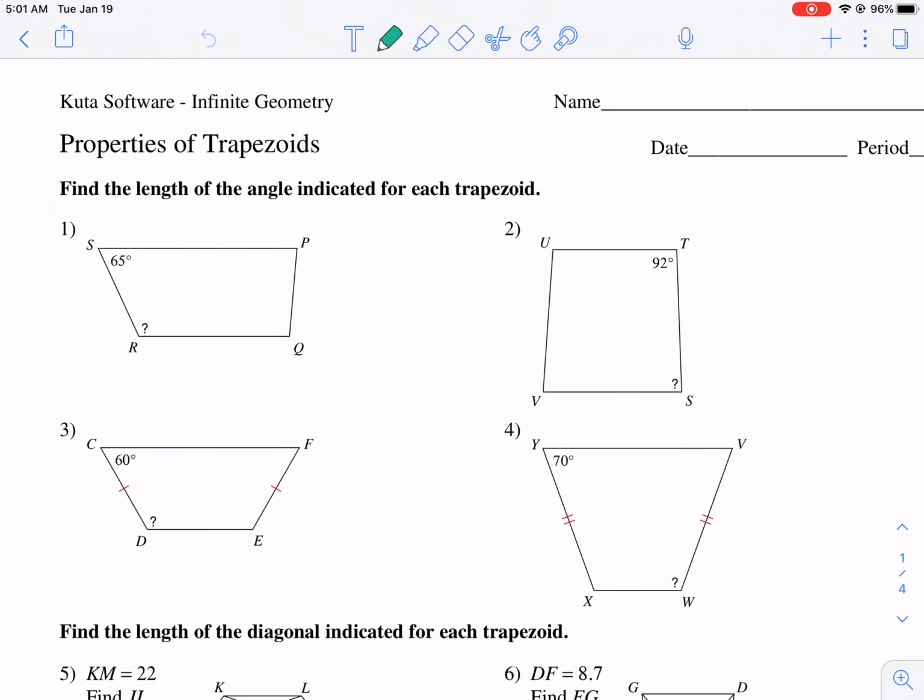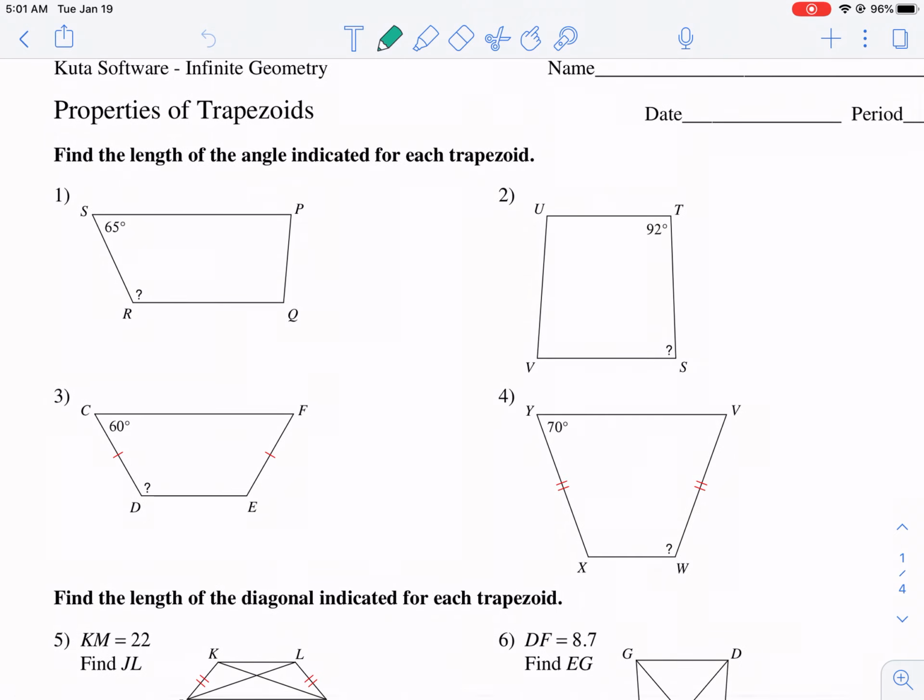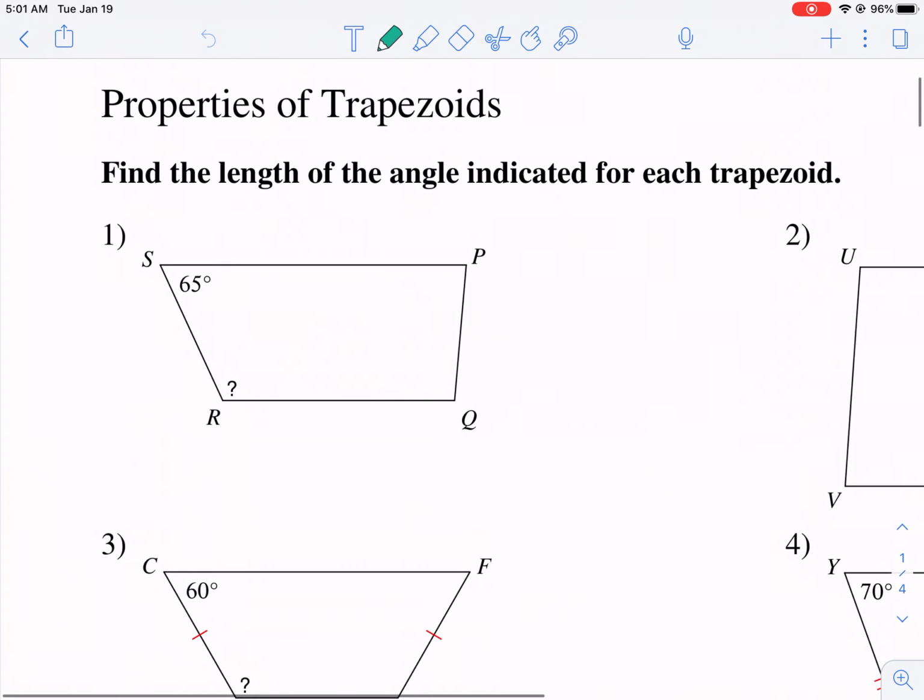We're doing a geometry principle, properties of trapezoids today. Now we're going to learn the properties as we go through these numbers, so let's explore the first one here. Now it's giving us a question mark on an angle.